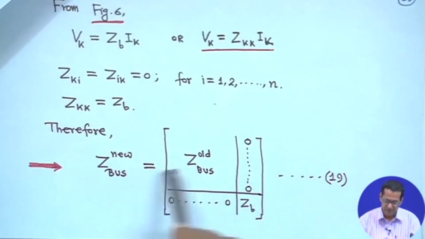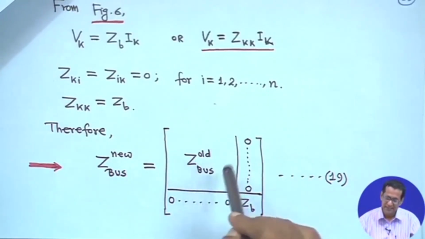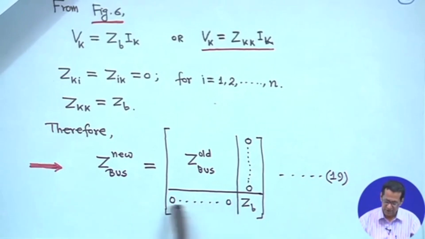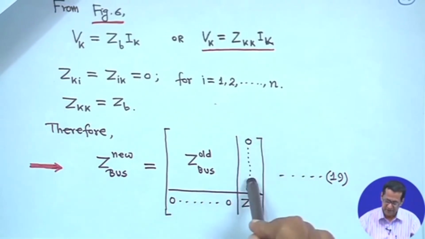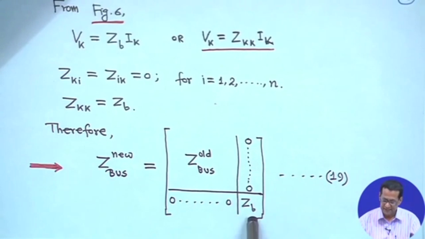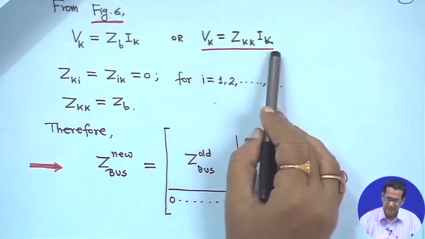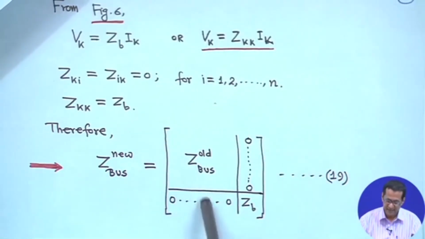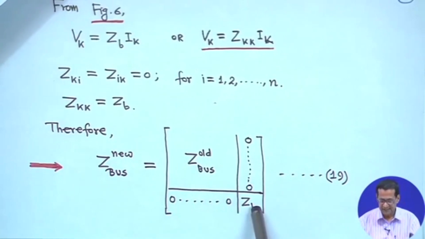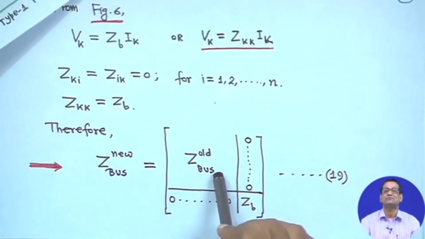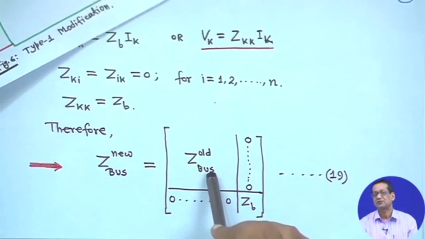So, Z bus new will be whatever Z bus was there, all of it, but the dimension is increased by 1. All of this row up to here is 0, up to here is 0, only the diagonal will be ZB, that is your ZKK, right. That means Vk is equal to ZKK. So, the kth bus is added. That is why the dimension is increased by 1, and this Z bus old was available to you for the system. How we are doing it, we will know later, right.